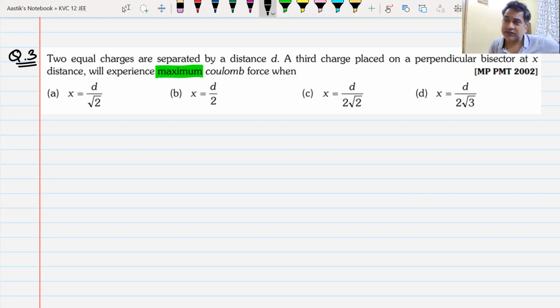There is one more question which is based on a ring. Where is the electric field of the ring maximum? The same question is this. This is a similar question. Yes. How are you supposed to do this?